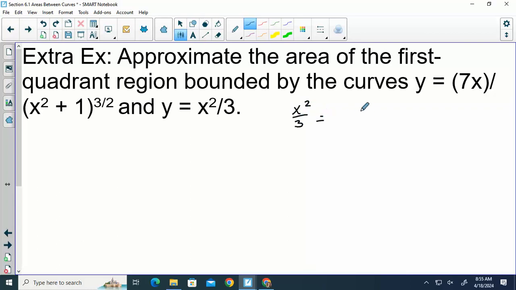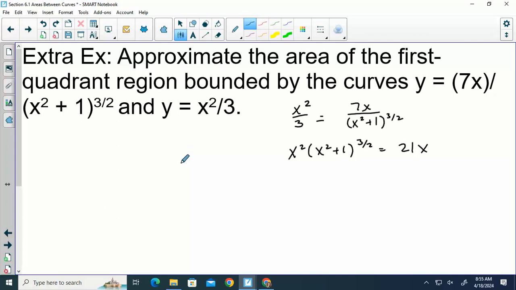And if we set them equal to each other, is this going to be an equation we can solve? Not really. We can cross multiply, but I can't distribute this because of the 3 halves power. And so I'm kind of stuck at this point. So this one, we are going to use our graphing calculator to help us find that intersection.